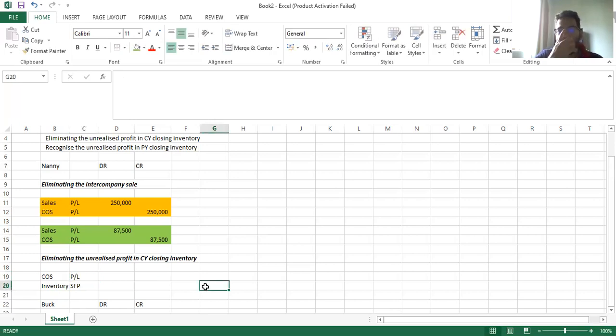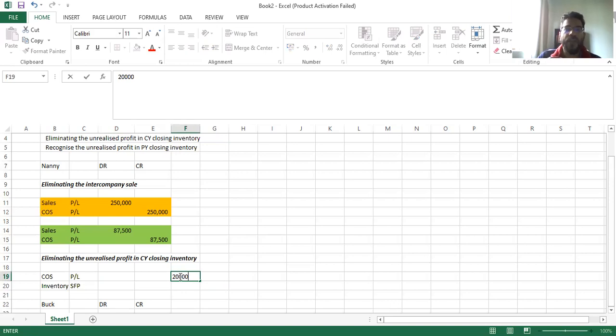Now remember, we're not going to eliminate the full 20,000 Rand. We're only going to eliminate the 15% included in that 20,000 Rand. So how do we do it? We will say it will be 20,000 Rand is the inventory on hand. We don't want to eliminate the full 20,000 Rand. We only want to eliminate the unrealized profit included in the 20,000 Rand.